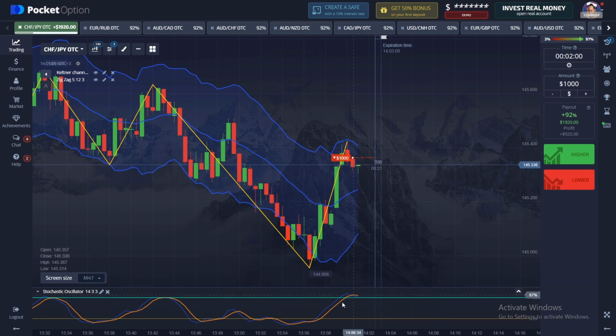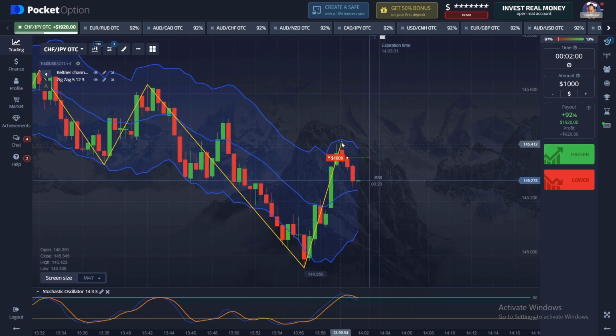You have the stochastic oscillator intersecting and in the overbought area, and we see the price of this CFD has managed to touch the Keltner channel, and we see the opposite direction candle, and the zigzag line has managed to touch the peak of the candle that touched this area of the Keltner channel, and we see the opposite direction candle going down, and that's why we take this trade.